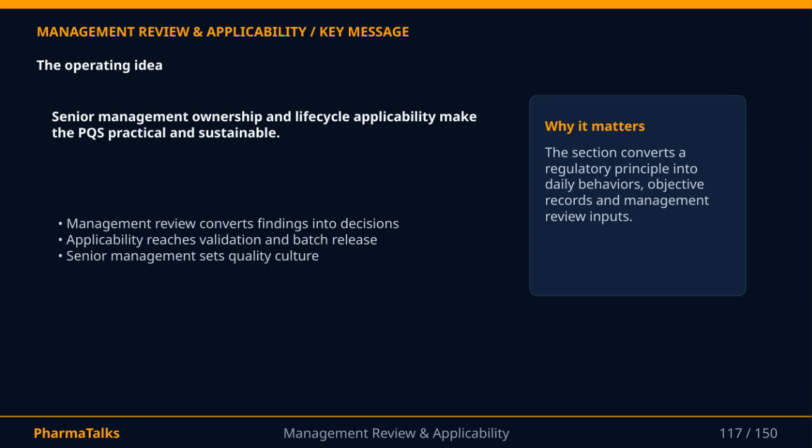Next, applicability spans from validation all the way through to batch release, making sure that quality controls are relevant and effective at every stage. Importantly, senior management sets the tone for quality culture. Their commitment influences how quality is prioritized and maintained across the organization. Why does this matter? Because this section transforms a broad regulatory principle into everyday actions, concrete behaviors, clear records, and meaningful inputs for management reviews. This ensures that quality isn't just a theoretical concept, but an integral part of daily operations.